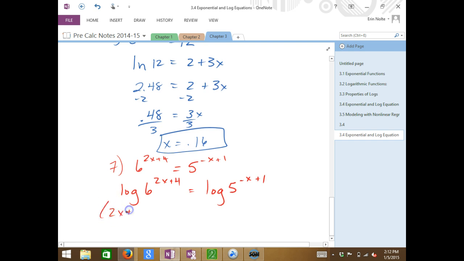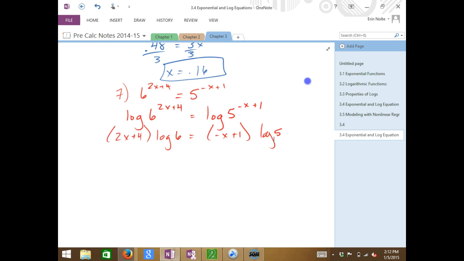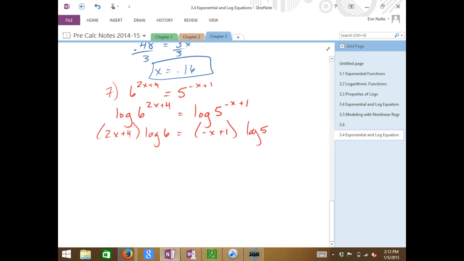So I'm going to have 2x plus 4 times the log of 6, and I have negative x plus 1 times the log of 5. The next thing I have to do is get rid of parentheses. How do you get rid of parentheses usually? In middle school, you foil or you distribute. That's exactly what we're going to do: distribute.